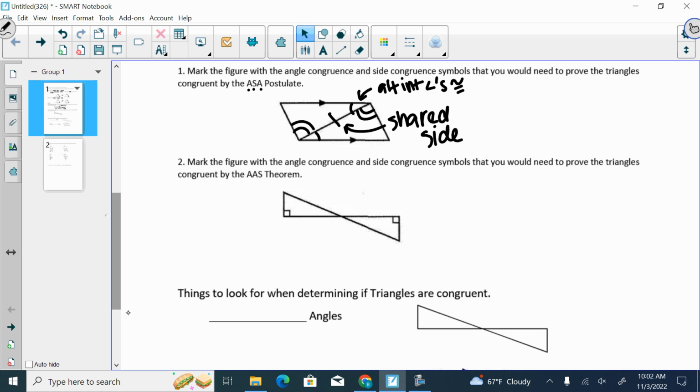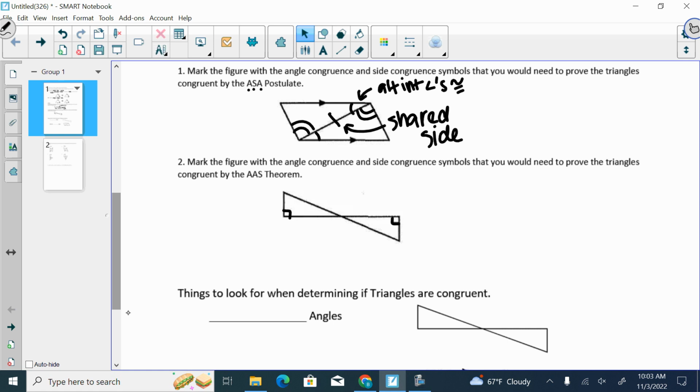Okay, number 2 says to mark this figure with the angle congruence and side congruent symbols that you would need to prove these triangles are congruent by angle, angle, side. So this time I don't want the side to be in the middle. Okay? All right, so did they give us anything on this one? Right. Okay. So if these are both 90, then they must be congruent, right? So we've got one pair that was congruent that was given.